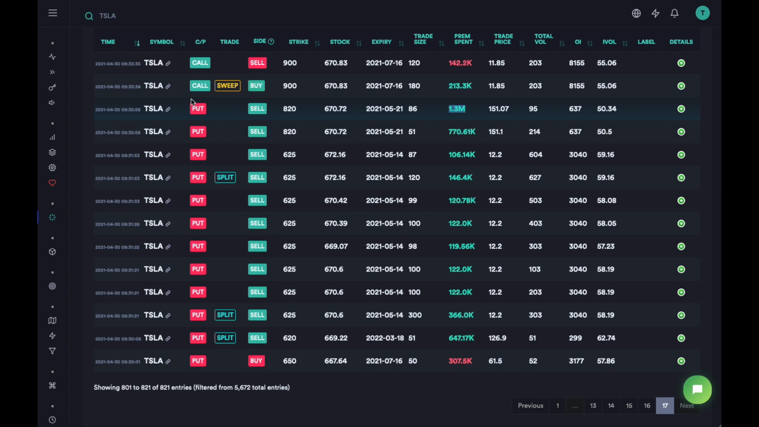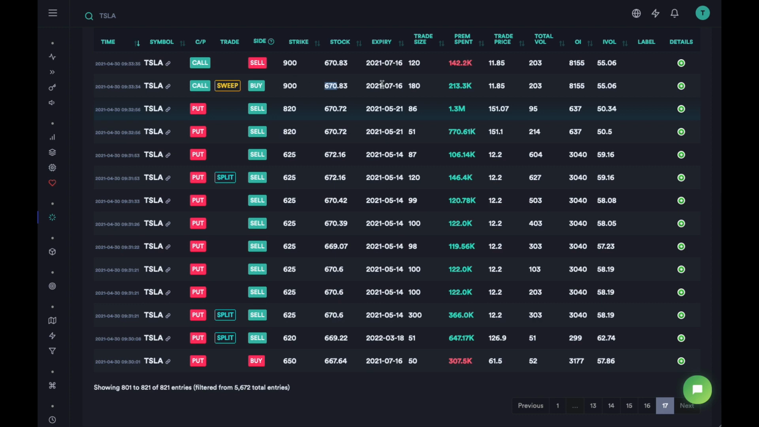Then we go to this call sweep. We see that this is a 900 strike when the stock price is just at $670. That means that someone is probably expecting the price to reach 900 by July 16th. Again, that's a huge increase from $670.